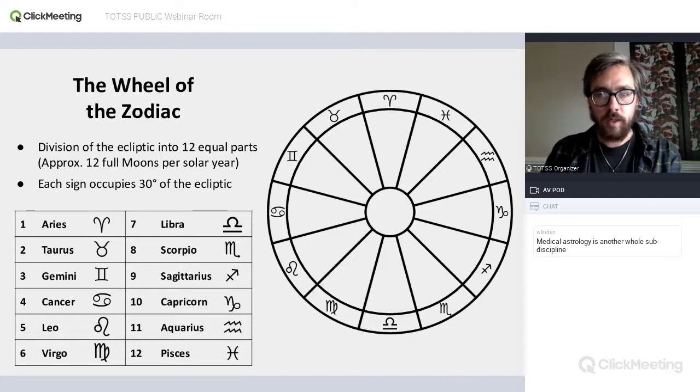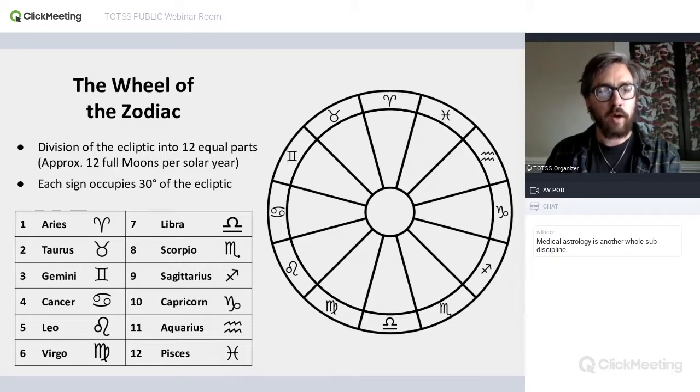All right, so the ecliptic is divided into 12 equal sections. And this is what gives us the 12 signs of the zodiac. It's just a 12-fold division of the ecliptic. So each sign is 1/12 of the ecliptic. A circle, of course, is 360 degrees, and so you just divide 360 by 12. And so each sign occupies 30 degrees.